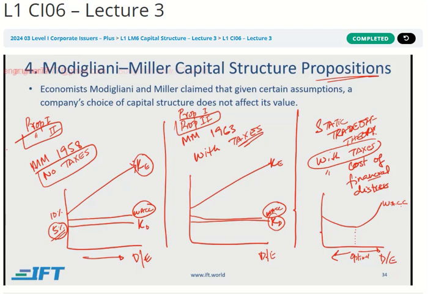Proposition 1 is regarding the value of the firm. So in the first one, it says the value of the firm with debt is equal to the value of the firm without debt. And how do they say it? They call it the value of the leveraged firm, and the value of the unleveraged firm is the same because their weighted average cost of capital is the same. But in the second one, with taxes, what we say in proposition 1 is that the value of the leveraged firm is actually greater than the value of the unleveraged firm.